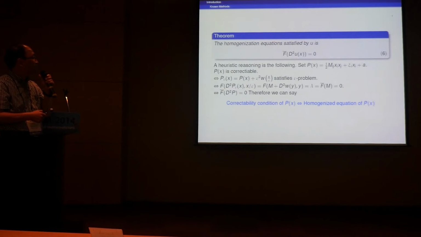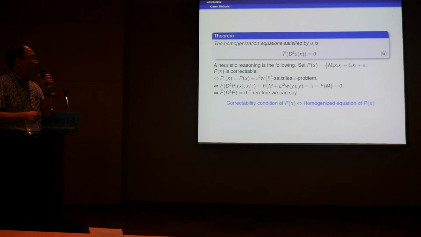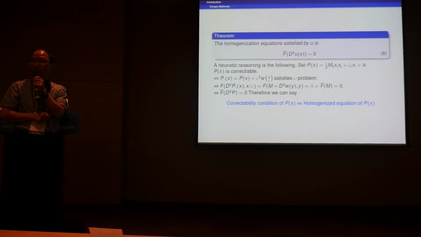All right, so then the theorem, and this is the result by Evans: the homogenized equation satisfied by u will have this form. So the heuristic reasoning is the following. It's very important in the further talk.